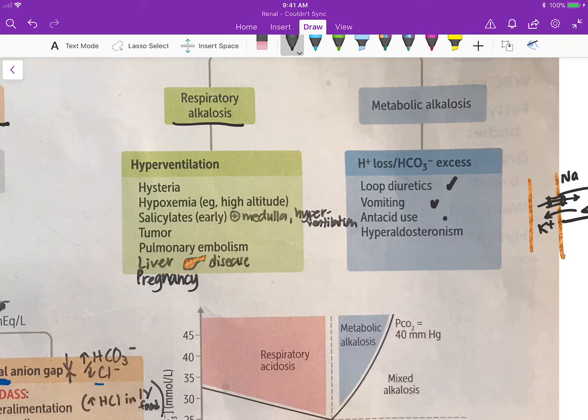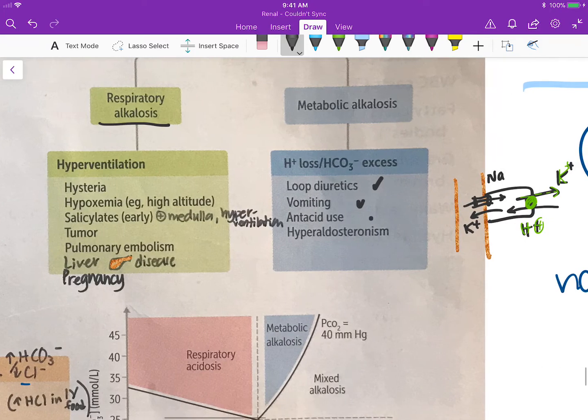Remember, vomiting means that you're throwing up. You're just pretty much throwing up from your stomach, right? And your stomach has very high acidic content, so all the hydrogen is being lost. So you get metabolic alkalosis. Antacid use, hyperaldosteronism. Why hyperaldosteronism?